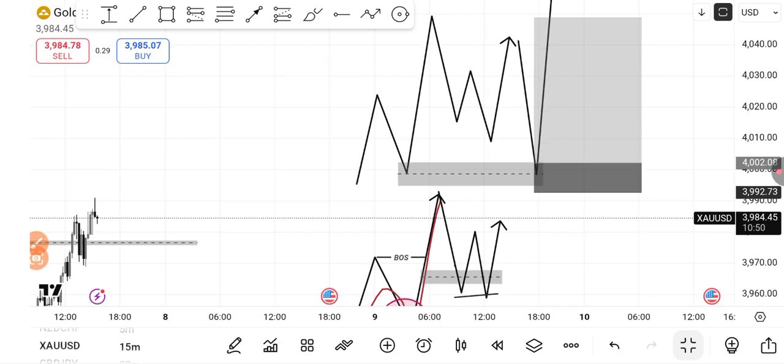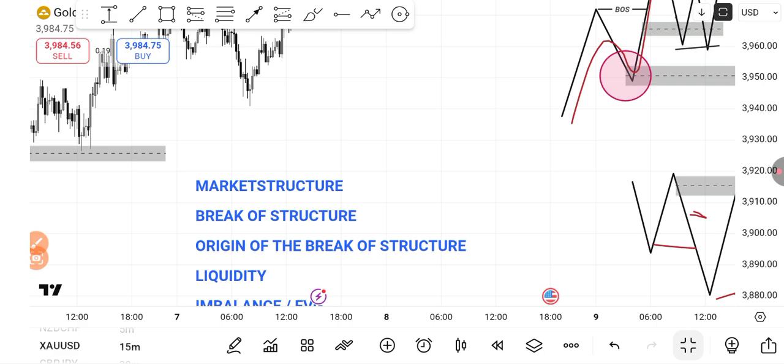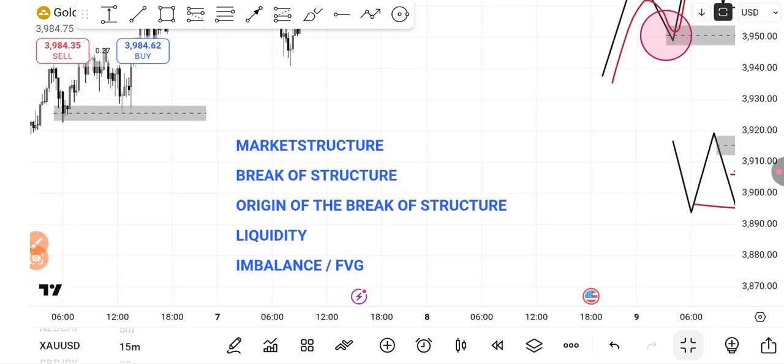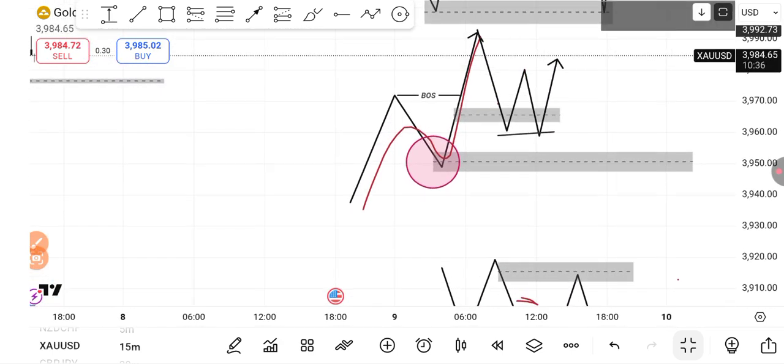So this is the setup I normally use. As you can see, we have gone through market structure, break of structure, origin of the break of structure, liquidity, and imbalance. So let's go to imbalance. Imbalance is the space between the first and the third candle before a break of structure. So before I enter a trade, I have to make sure there is imbalance.